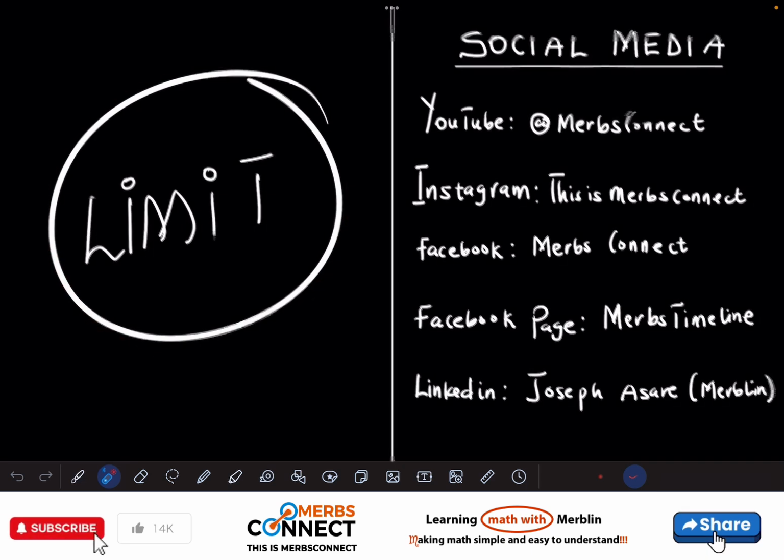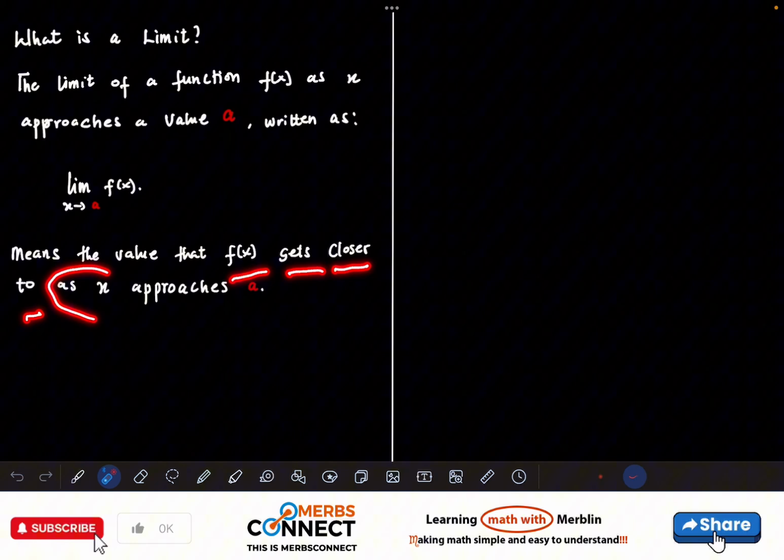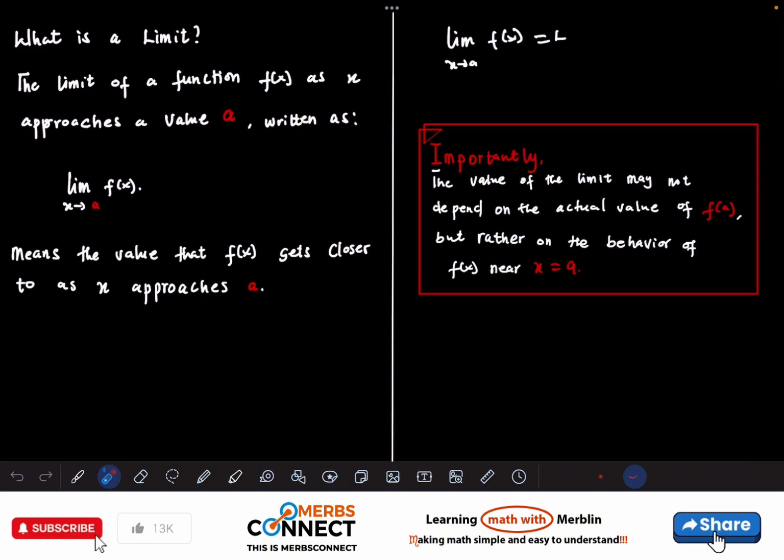So let's jump right in. What is a limit? The limit of a function as x approaches a value a can be written like this. It means f of x gets closer to L as x is approaching a. Here we are looking at the value that f of x gets close to when we are approaching a.